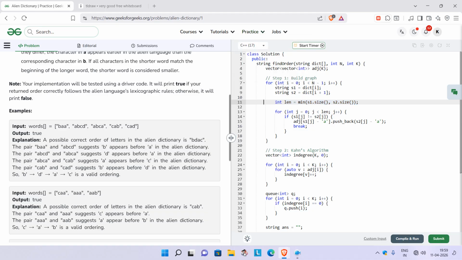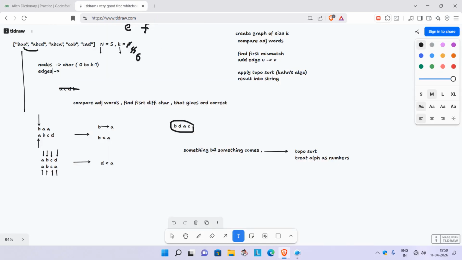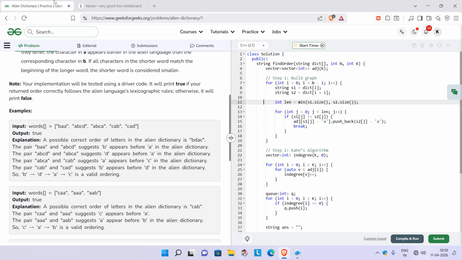To compare we have to go only up to the minimum size, so we take int length as the minimum of s1 and s2, and then the loop goes on. Let's say this is our i, and this is our i plus 1. Now we have to go deeper into these words, so j goes from 0 to length. Check for the first mismatch. If we find it, we put it in our adjacency list: s1 of j into s2, push back s2 j, and since we store the numbers, we subtract 'a'.